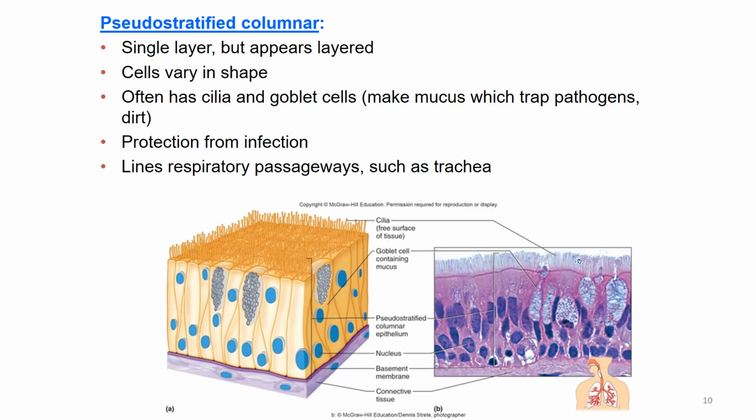Pseudostratified columnar ciliated tissue. A good location for this one is inside of our trachea, but it's also inside of our nose. Here the cells have these extensions called the cilia. And here the cilia help to move the mucus. And so for the function, move mucus or other substances along the cell surface. And goblet cells would be found in this tissue. Goblet cells are making the mucus.